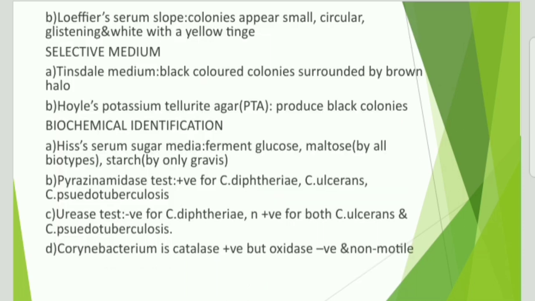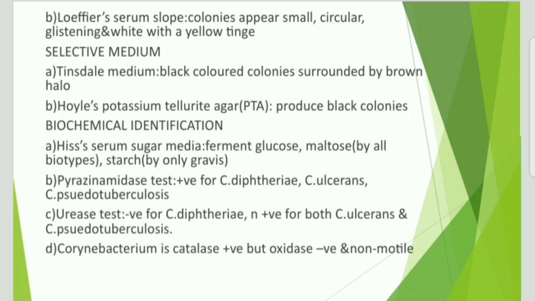Now let's move on to the biochemical identification. First one is serum sugar media. Here it ferments glucose, maltose and starch. The second one is the pyrazinamidase test, which is positive for Corynebacterium diphtheriae, Corynebacterium ulcerans and Corynebacterium pseudotuberculosis. The third biochemical test is the urease test, which is negative for Corynebacterium diphtheriae and positive for Corynebacterium ulcerans and Corynebacterium pseudotuberculosis. The other thing is that Corynebacterium diphtheriae is catalase positive but oxidase negative.